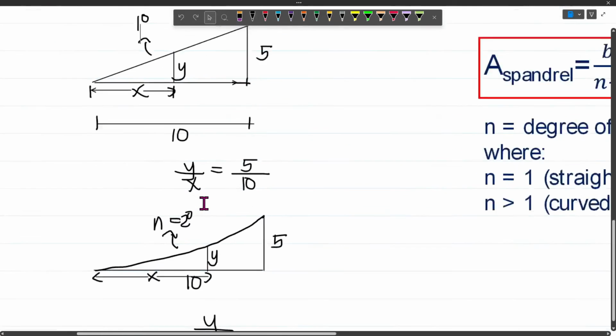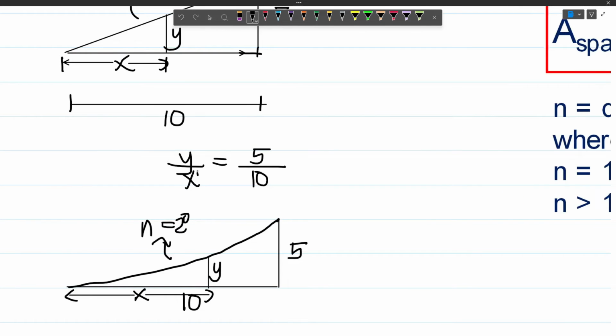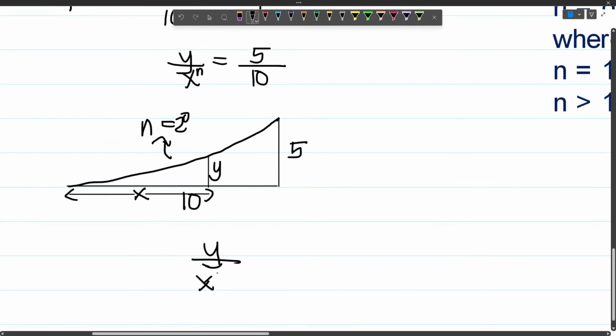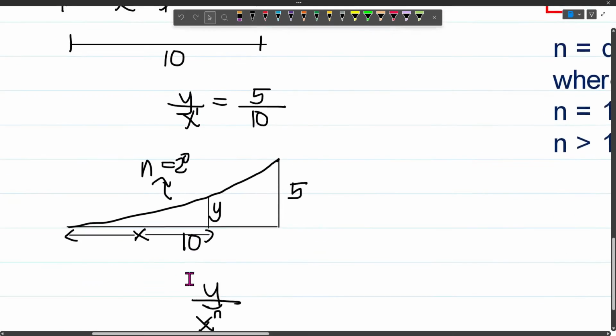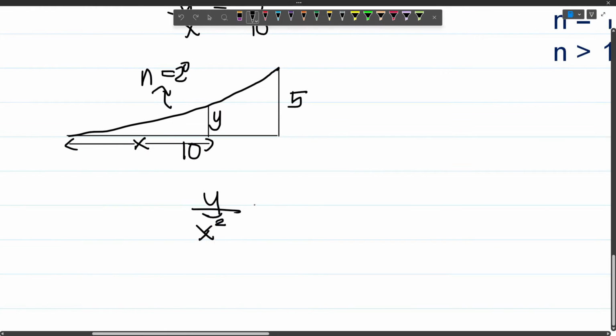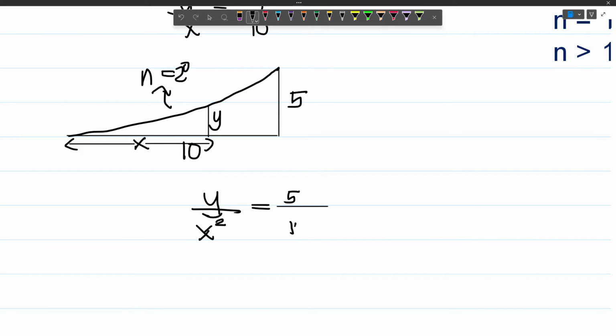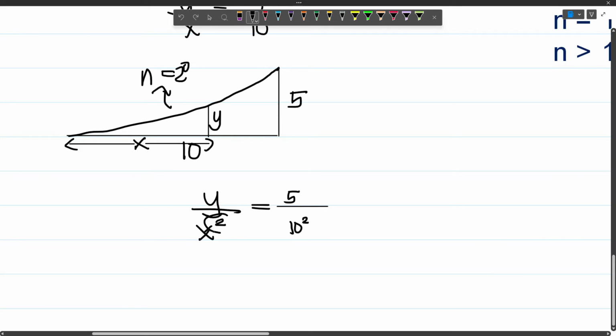Kasi if we will try to zoom in, this is actually x to the n. And also this one, this is x to the n. And then our n here is 1, and so we have 1 dito. And then dito naman, we have 2. Yan. And then we'll equate this one with our y, which is 5 over 10 squared. Now this is squared because this is also squared.